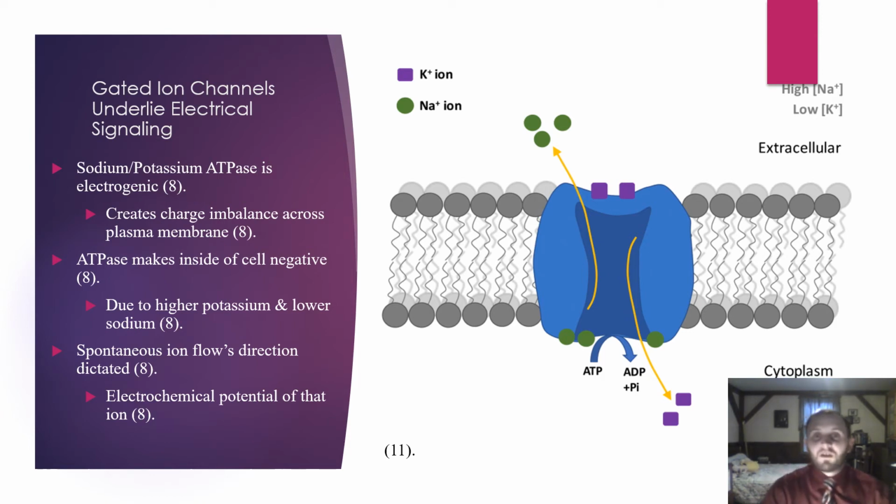As I showed you earlier, remember how the ions come in and it changes the charge of the membrane. Well, here, this makes the inside of the cell negative, and the outside more positive. So inside the cell, potassium is higher and sodium is much lower than the outside of the cell. And the direction of spontaneous ion flow across a polarized membrane is dictated by the electrochemical potential of that ion across the membrane. And I'll talk a little more about that in the next slide.